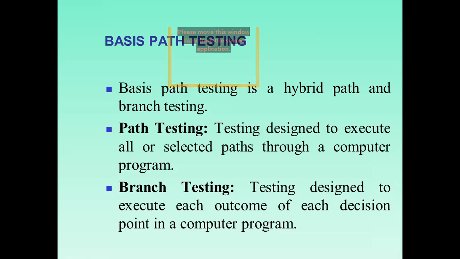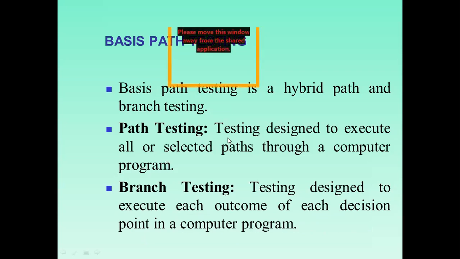So for the path testing, what we are doing is we divide our problem into several paths, and then we can choose a single path, and after that another path, and so on. So for that we use the computer program for the path testing. Branch testing: testing designed to execute each outcome of each decision point in a computer program. So what is the decision point? Wherever we are going to take the decision, if we are using the decision box.